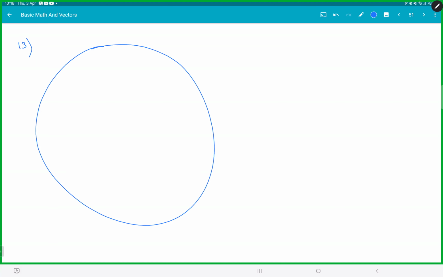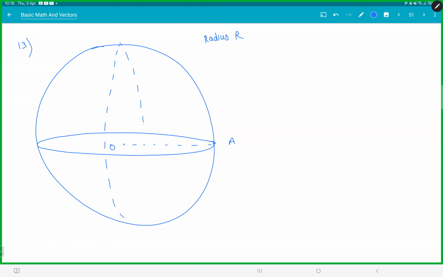So you have taken a plane. On Earth, let's say the radius is r. So this point A is your equator. So this is what you're doing.